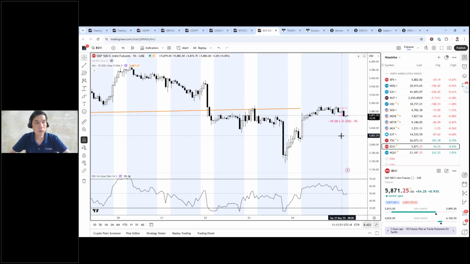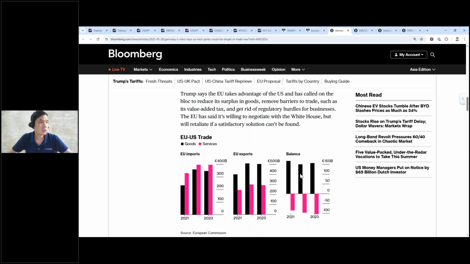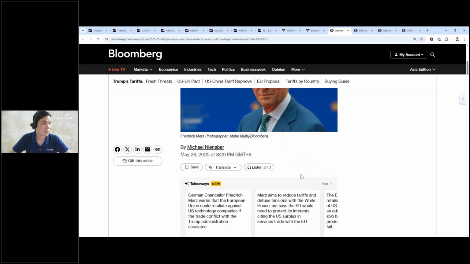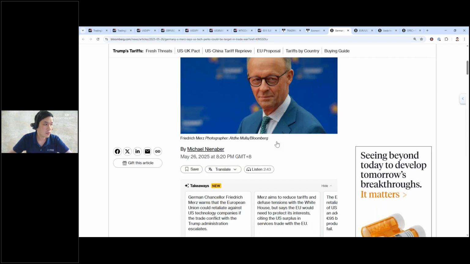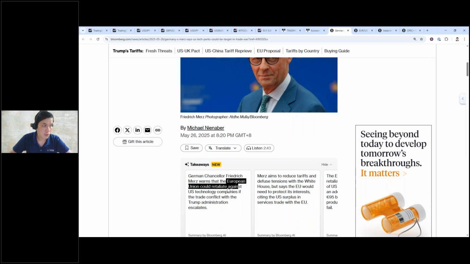Okay, down by 0.3, so 0.3% to 0.4%. And the reason for this minor pullback being seen in the Asia session right now, as we're speaking, on the S&P 500 E-mini futures and the Nasdaq 100 E-mini futures, was due to a German official's remark. Germany's Merz, the new Chancellor of Germany, warns that the European Union could retaliate against US technology companies if the trade conflicts with the Trump administration escalate.